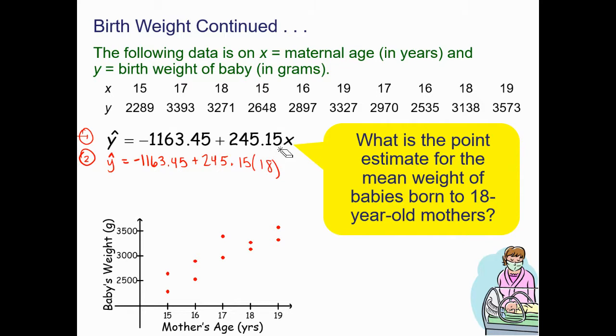And then once you do that, third step is where you actually do your answer. So y hat equals... That's right, 3,249.25 what? Well, grams.